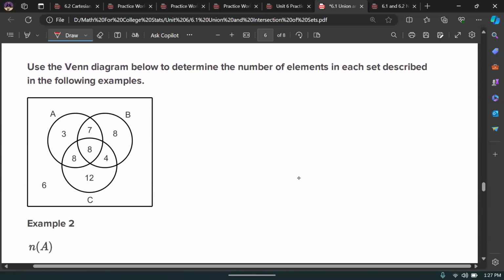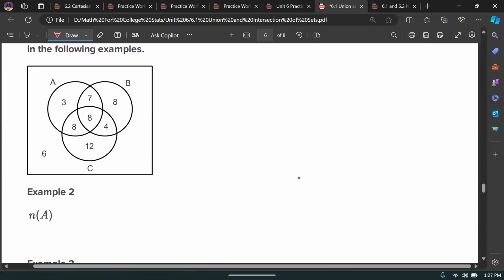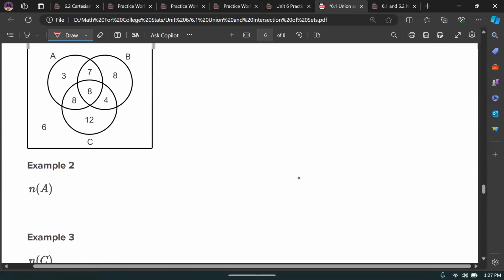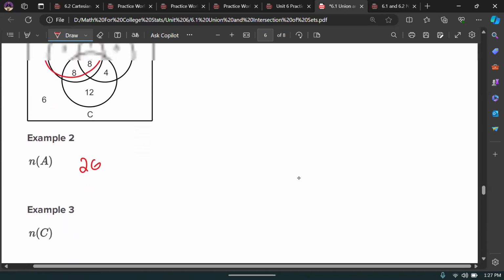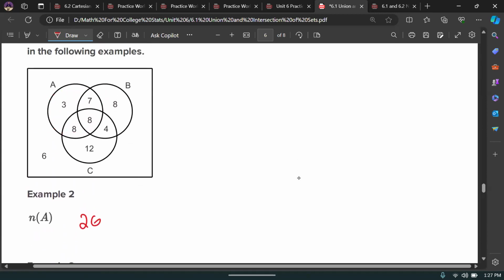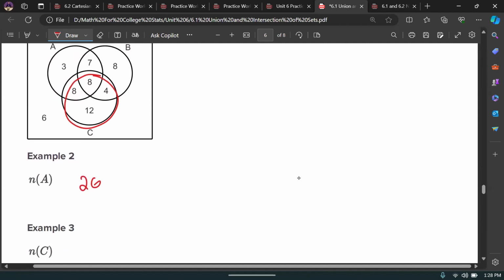Use the Venn diagram below to determine the number of elements in each set described in the following examples. All right. So number of elements in A. So A, we have to add up all of what's in A, 3, 7, 8, and 8, which totals up to 26. For C, all the elements of C. C is all of these, 12, 4, 8, 8, which adds up to 32.